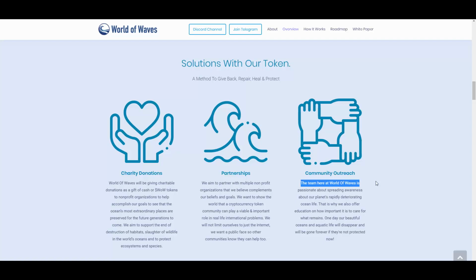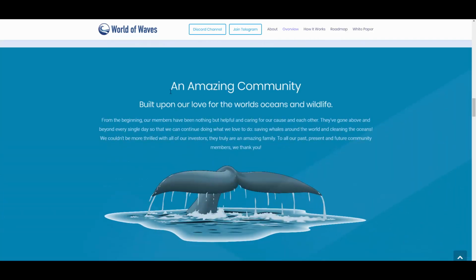One day our beautiful oceans and aquatic life will disappear and will be gone forever if they are not protected now, and this is absolutely true. It's the same with global warming. These are some serious troubles, guys, and we need to look at it in perspective of what our children will see in a few years, okay? We need to take advantage of this now.